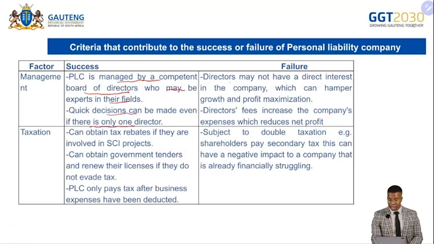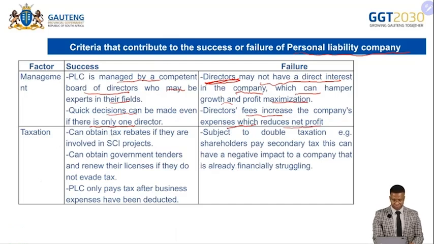However, the failure when it comes to management is that it implicates the directors. Remember, when we were talking about the personal liability company, we said the directors have unlimited liability. Directors may not have a direct interest in the company, which can hamper growth and profit maximization. And the directors' fees increase the company's expenses, which reduces the net profit.